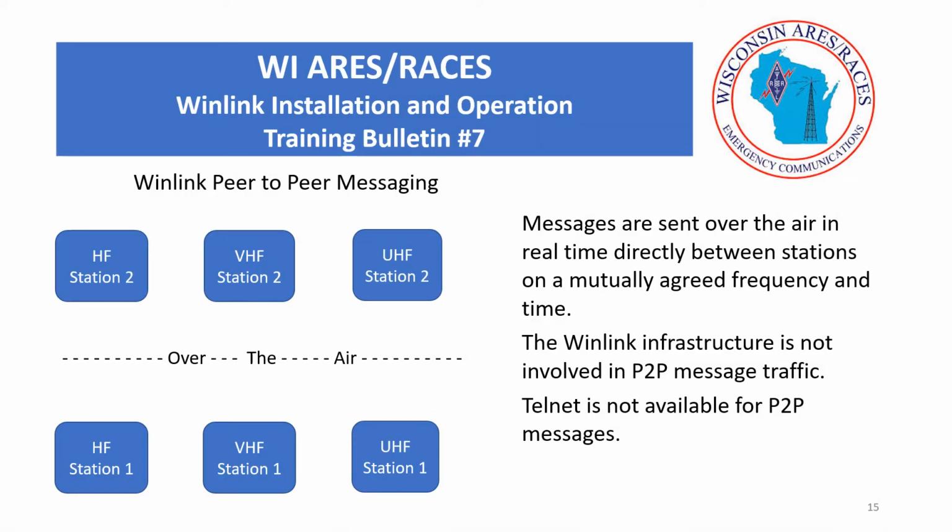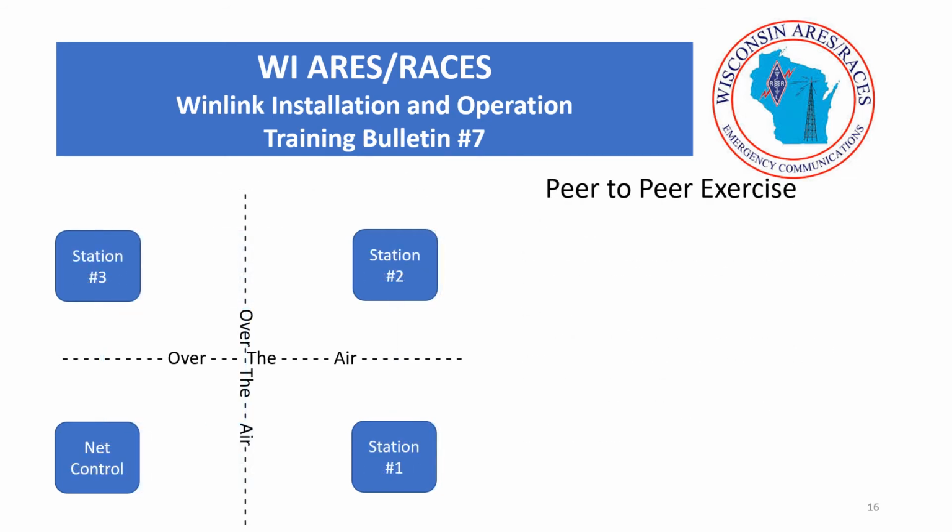As the video said, the two stations then need to agree on when and on what frequency the message will be sent. Peer-to-peer works on any frequency or any band in the amateur radio spectrum, HF, VHF, or UHF. The Winlink infrastructure is not involved in peer-to-peer messages. At the appointed time and frequency, Station 1 sends his or her traffic, and the message goes directly to Station 2.